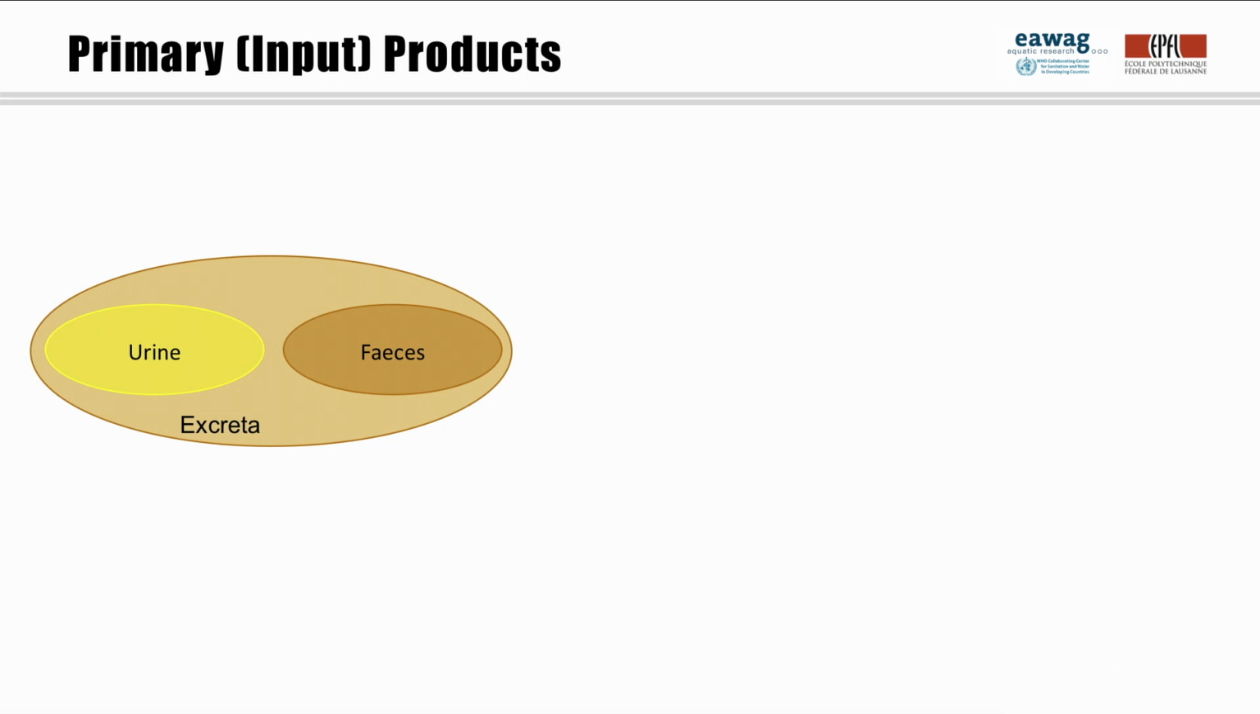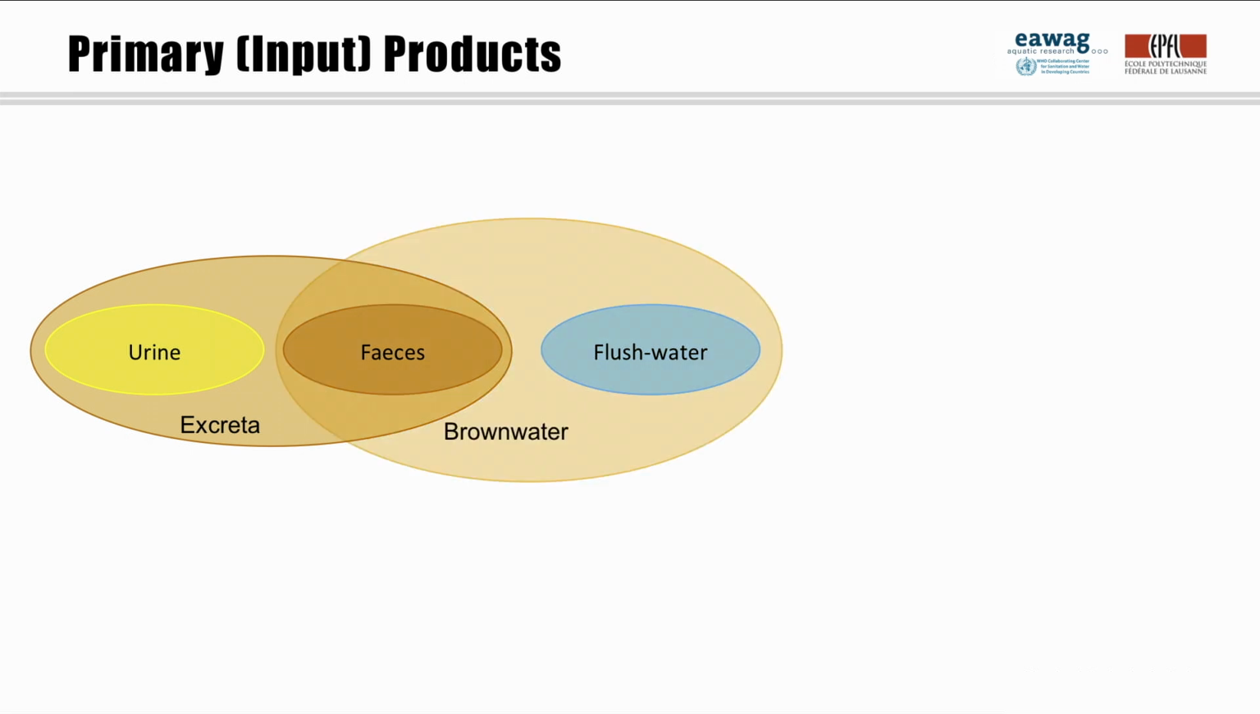If you just add flush water to the feces, this is referred to as brown water. Brown water only exists when urine is separated at the source, and we'll talk more about this later in the module on technology.